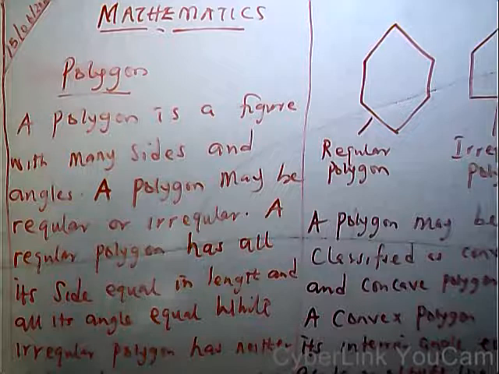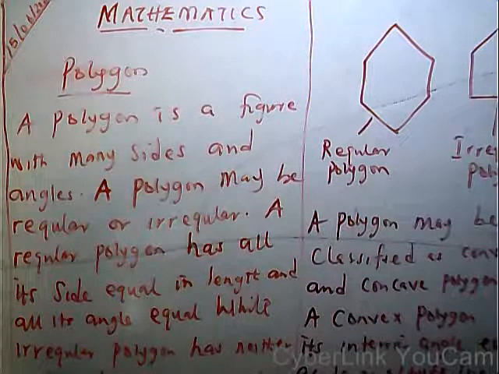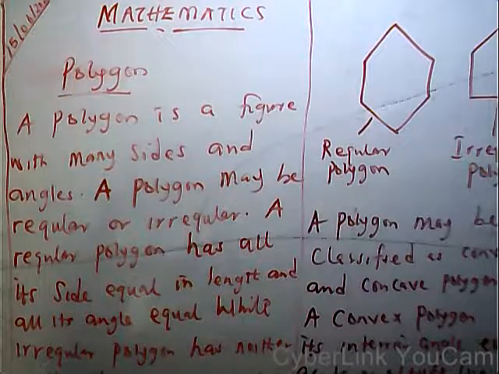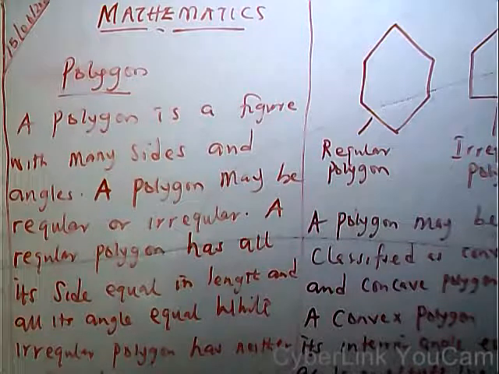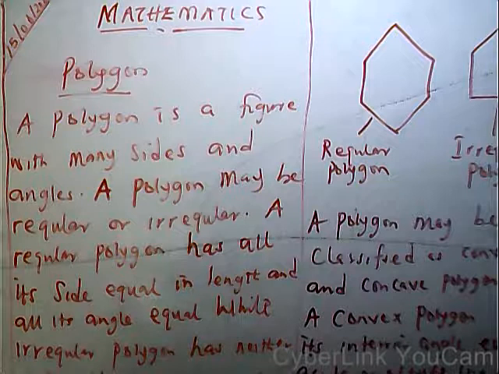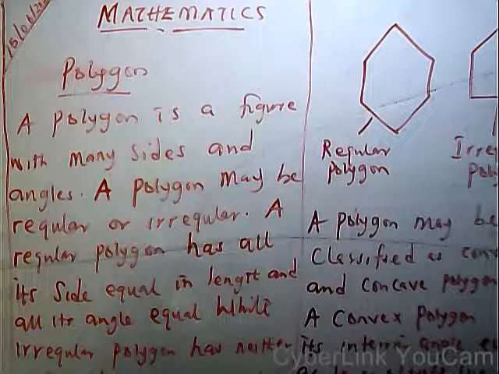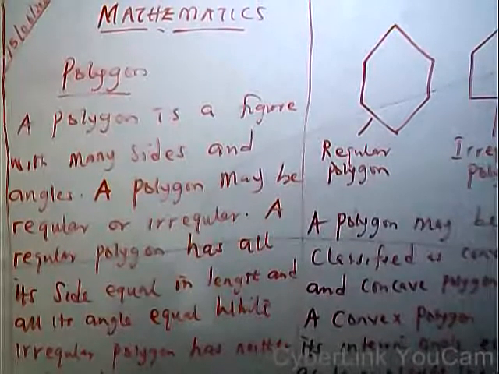A polygon is a figure that has many sides and many angles, and a polygon may be classified as regular or irregular. A regular polygon has all its sides equal and all the angles are also equal as well. While an irregular polygon has neither its angles nor its sides equal.